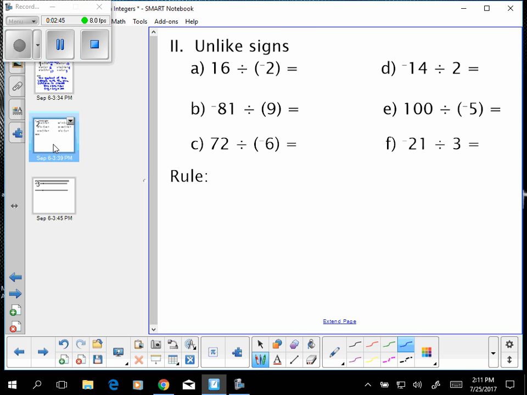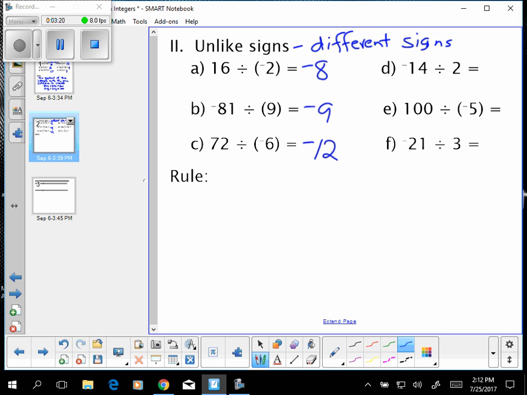Let's look at what happens with unlike signs. Now, if you recall, that means different signs. If I take a positive 16 and divide by negative 2, my answer is going to be a negative 8. Negative 81 divided by 9 is negative 9. 72 divided by negative 6 is negative 12.